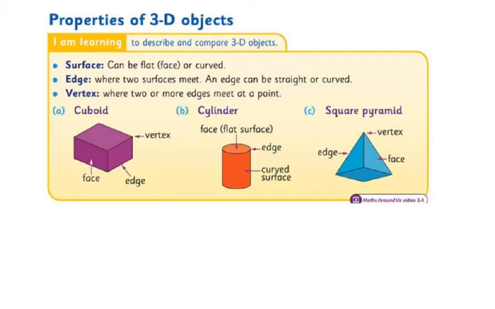So now let's move on to a new 3D object, and that is a square pyramid. So a square pyramid. Well, a pyramid is an example of a 3D object, and its base, see the base here, is a 2D shape. You can see it. What 2D shape is that?